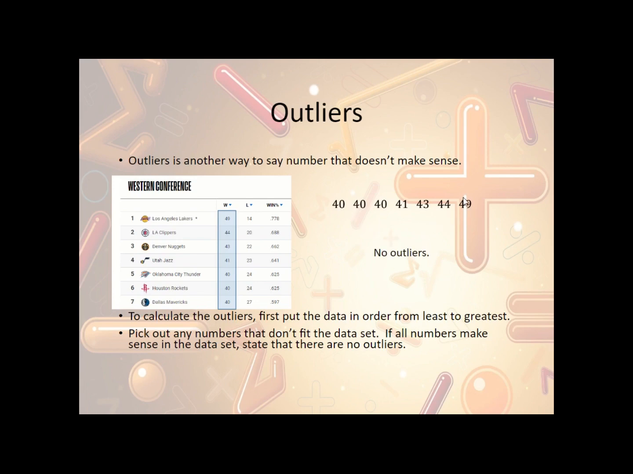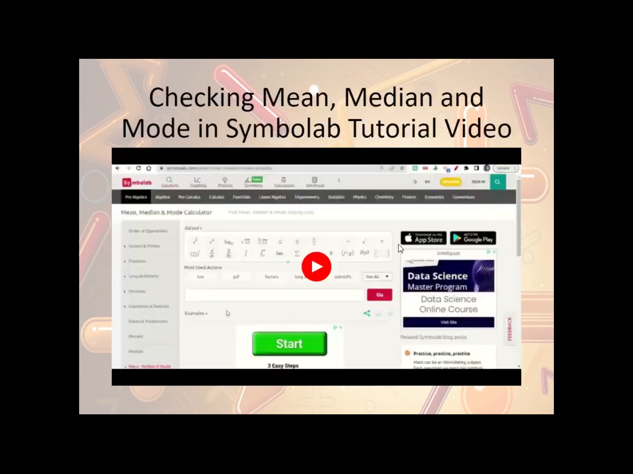So even though 49 is a little further away than the rest of these from each other, it's not that far away. So we'll go ahead and keep it and call it not an outlier.